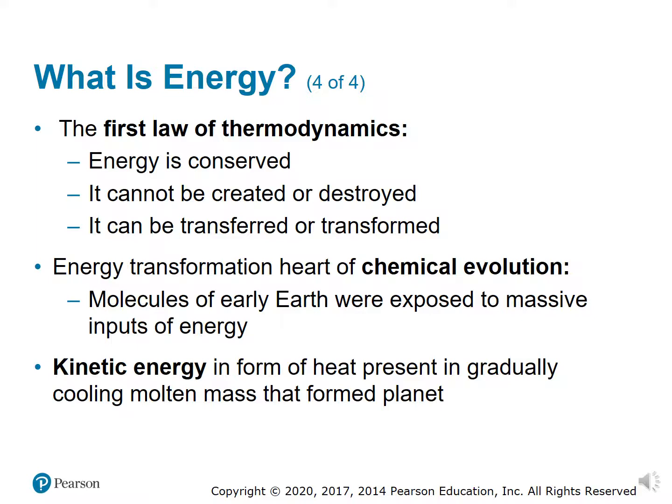Energy can also be described by the first and second laws of thermodynamics. The first law of thermodynamics says that energy is conserved, it cannot be created or destroyed, and it can only be transferred or transformed. Energy transformation is at the heart of chemical evolution. We had to have these energy transformations to create larger and more complex molecules. So that was exposure to massive inputs of energy. Kinetic energy in the form of heat was present in the gradually cooling molten mass that formed this planet.